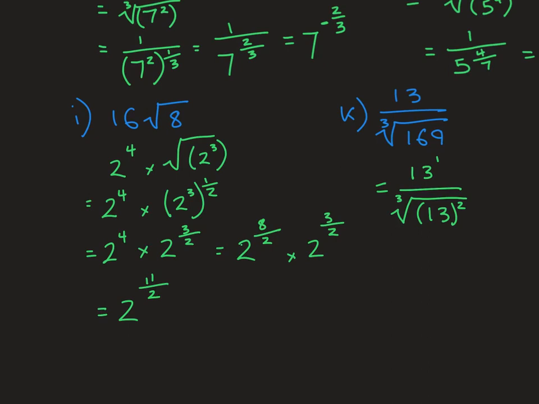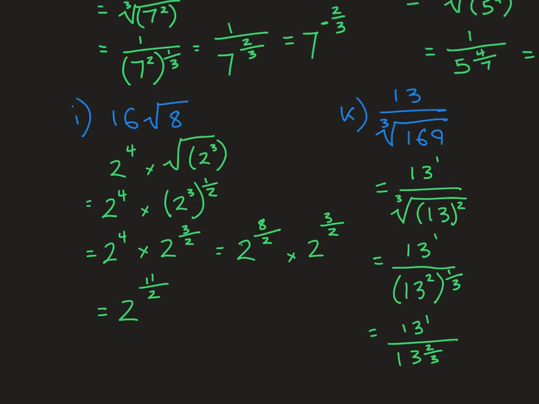Okay, now we're going to expand our brackets. So we've got 13 to the power of 1, and then, so we're not going to expand our brackets yet. We're going to have 13 squared to the power of 1/3, because we're getting rid of that cubed root sign first. Now we can expand our brackets. So that's going to equal 13 over 1 divided by 13 to the power of 2/3.